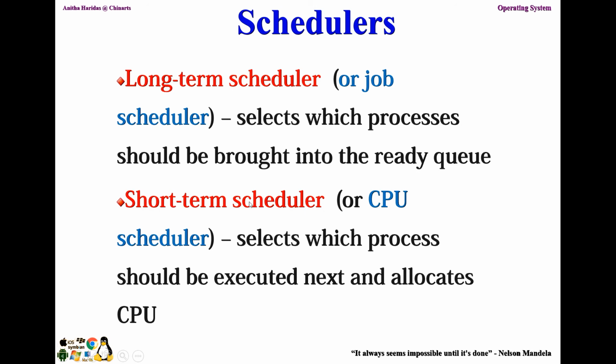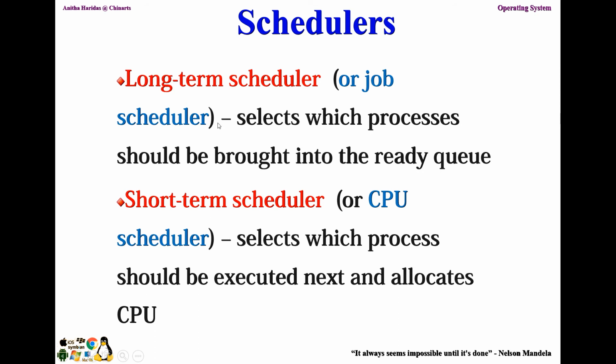And the second one is the short-term scheduler, which you call the CPU scheduler. It selects which process should be executed next and allocates the CPU. That means from the ready queue, it will be selecting a process and it will be executed on the CPU. It will be allocated to the CPU. That is what is done by the short-term scheduler.